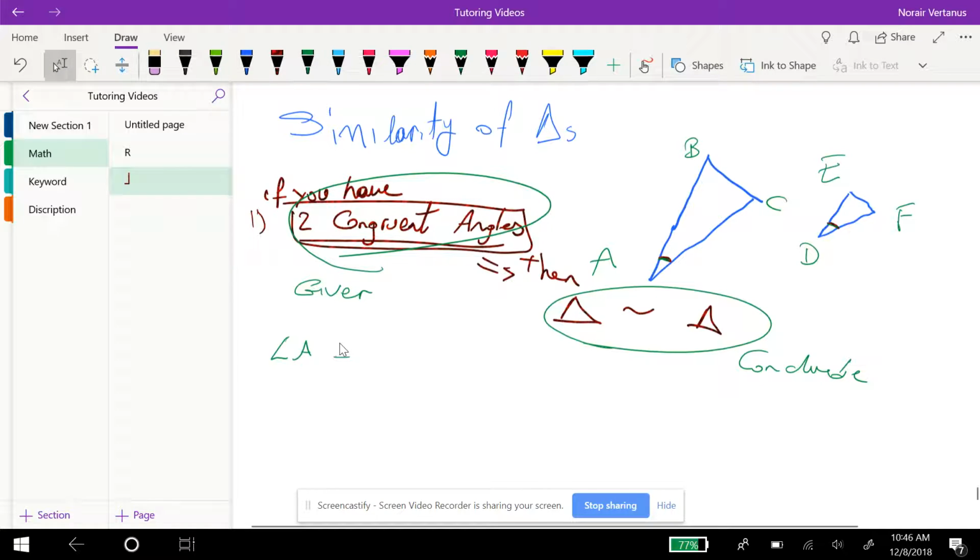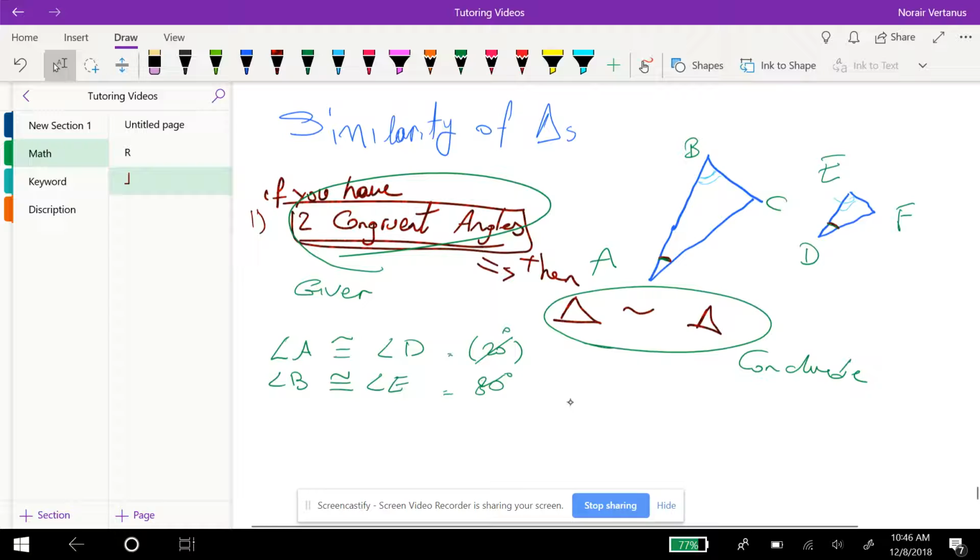if angle A is congruent to angle D, that's given, right? That's one of them. And the second one is this one, angle B is congruent to angle E, like that. So angle B is congruent to angle E. Means if this, for example, is 20 degrees and this is, for example, 80 degrees, you see that they're both 80 degrees. B and E are 80 degrees. A and D are 20 degrees. They're both the same, right? So we don't care about the numbers now.